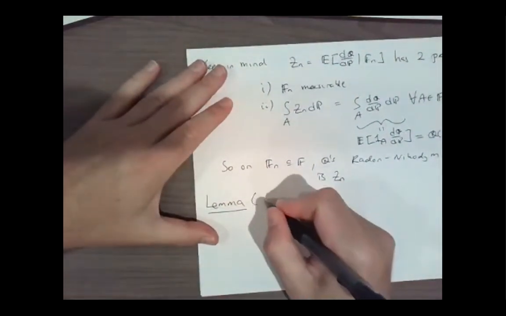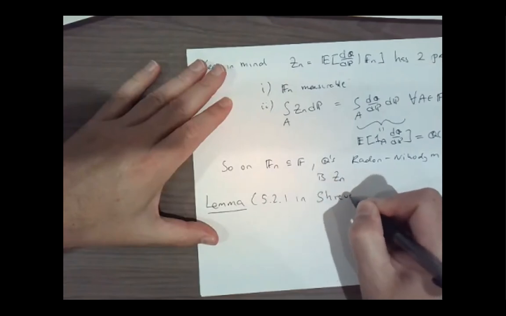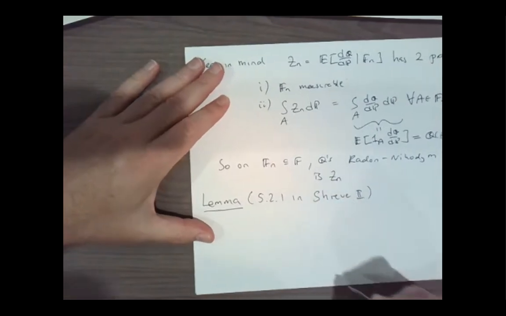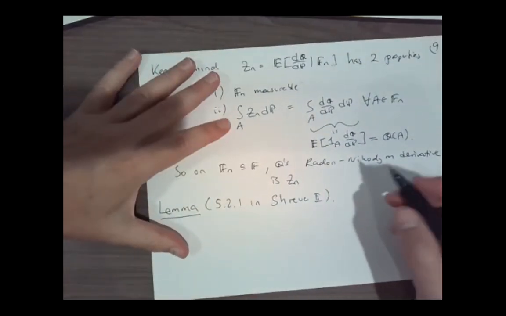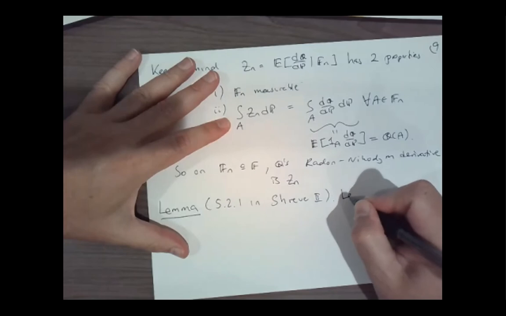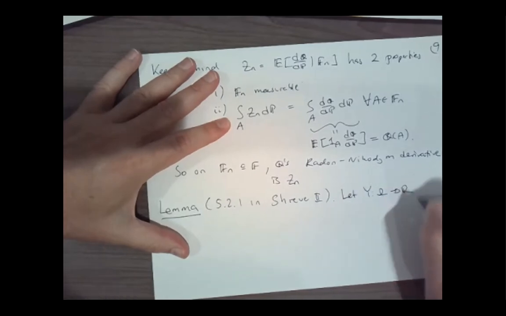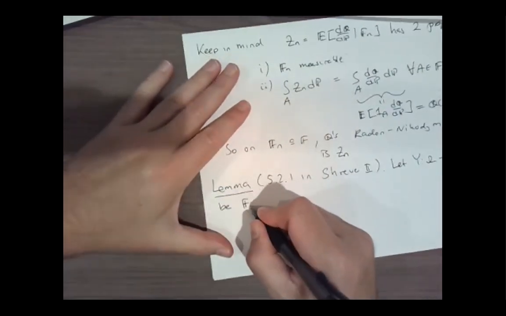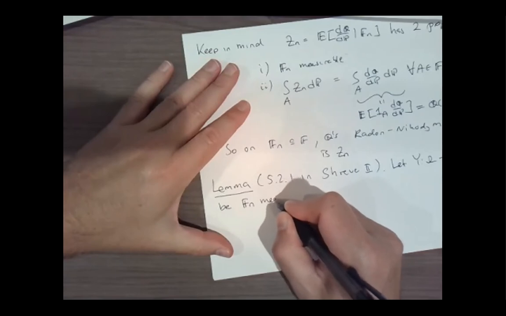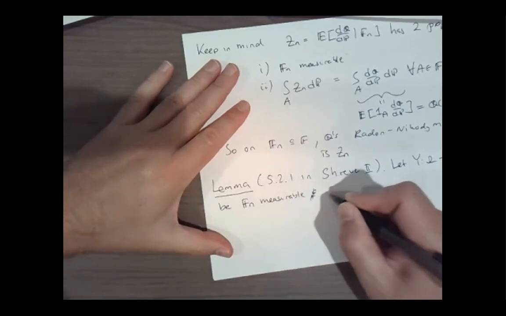So this is 5.2.1 in chapter 3, section 2. And here's what it says. Let Y be Fn measurable and integrable.